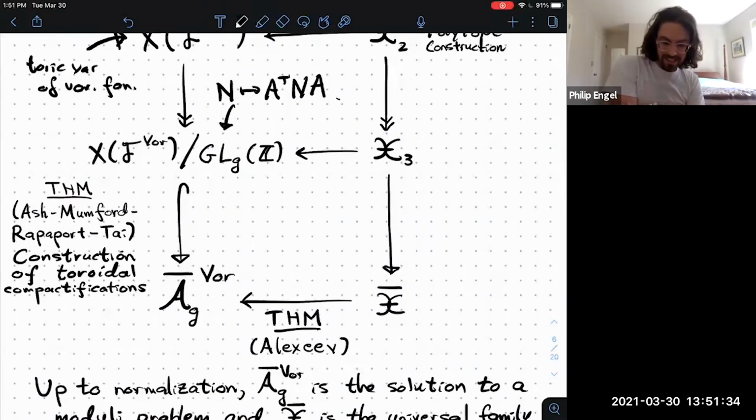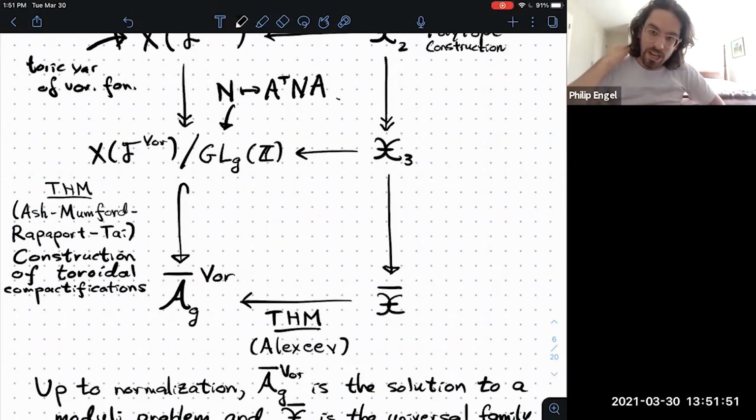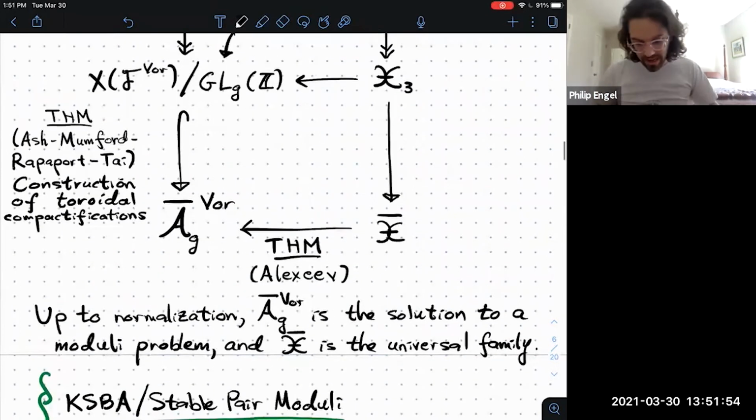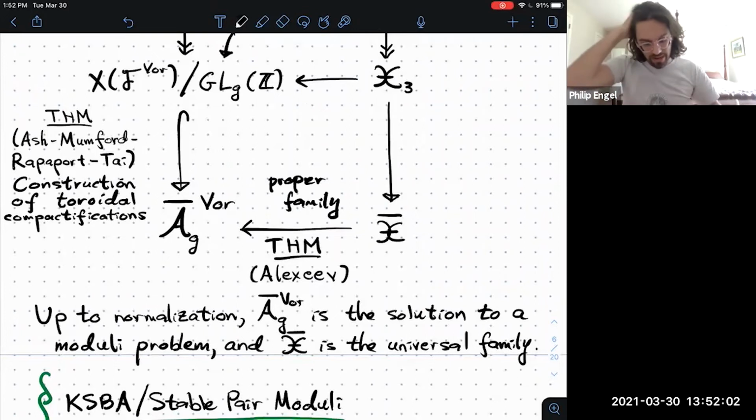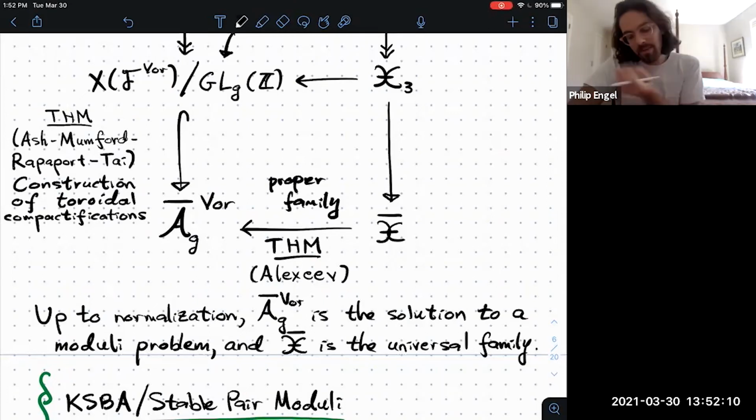And finally, I haven't discussed what you do in a non-maximally unipotent case, but this construction can be extended over the other cells of the Baily-Borel compactification of A_g, and you can produce a proper family over this second Voronoi compactification of A_g. So it's a theorem of Ash-Mumford-Rapoport-Tai, or maybe not a theorem so much as just their paper is about doing this construction.